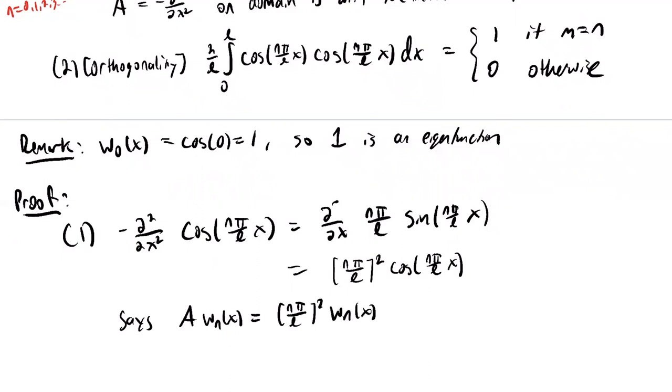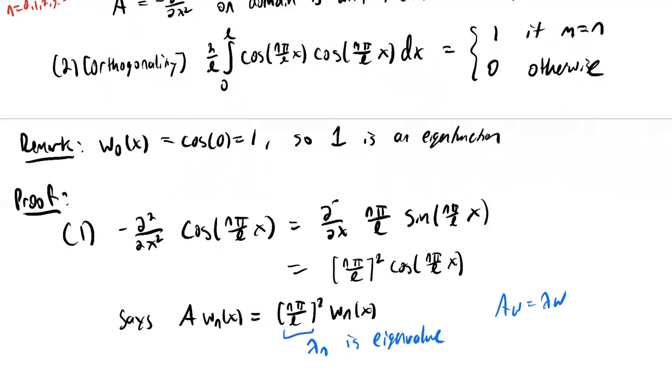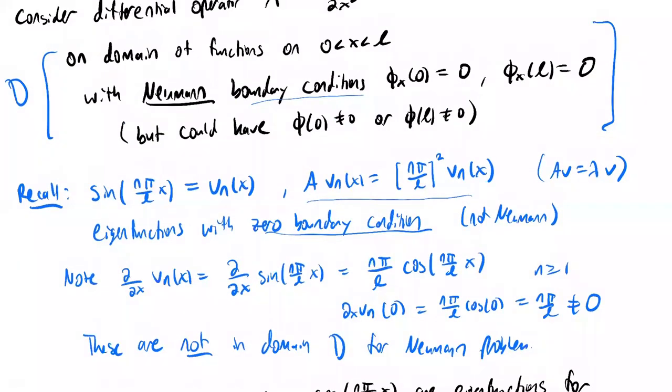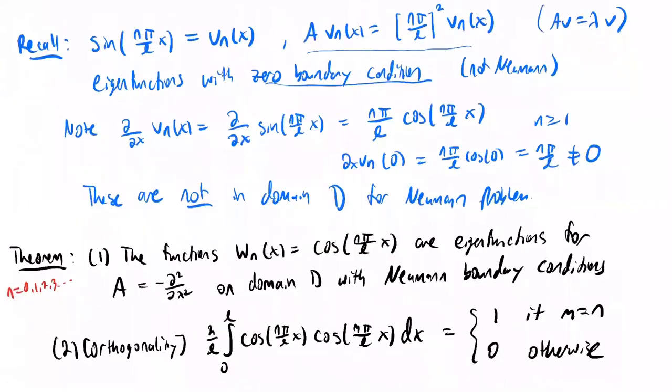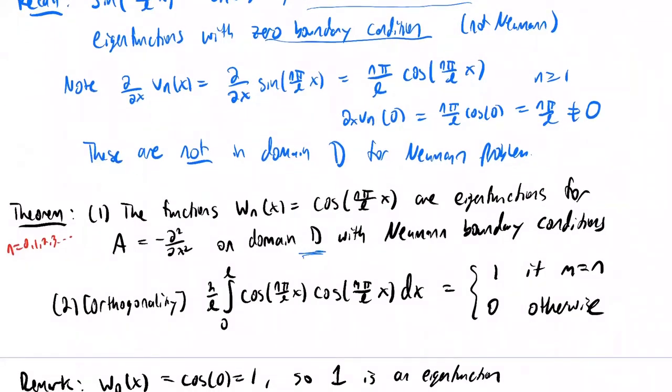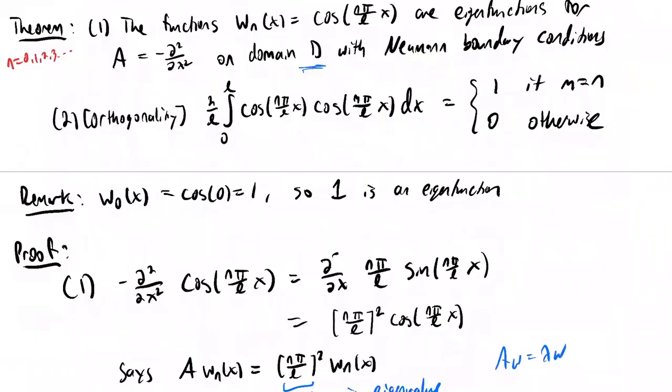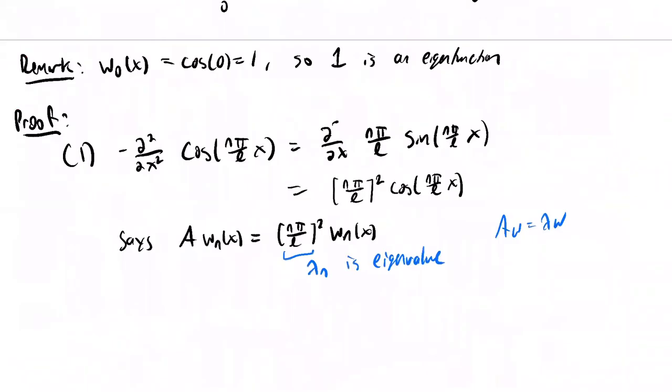And so this quantity here, which is sometimes denoted lambda n, is the eigenvalue. This shows that these functions solve this eigenvalue equation. So that's the first part. But the second thing that we want to check is not just that they solve the eigenvalue equation, but that they have the correct boundary conditions. We need the Neumann boundary conditions. Otherwise, these functions are not in the domain that we specified. Remember, we specified this particular domain D.